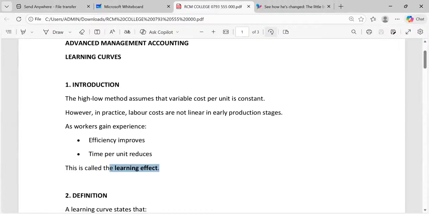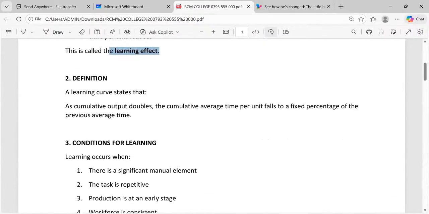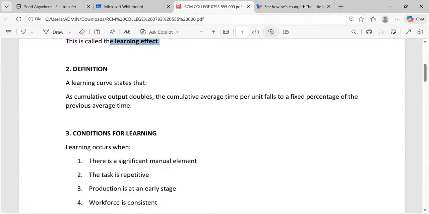So by definition, you're not writing anything because I'll be able to give you these notes. So by definition, ladies and gentlemen, when we talk of this learning curve, very, very importantly, and you're going to see this doubling principle, as the output increases, the cumulative average time per unit will be falling.